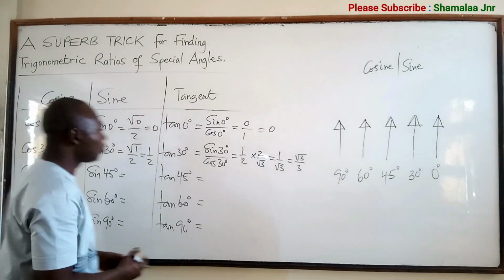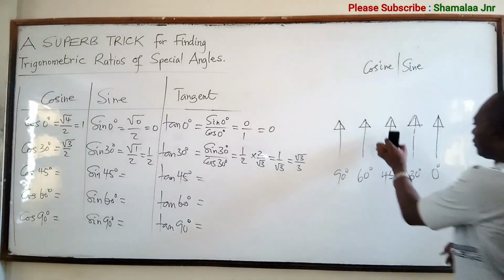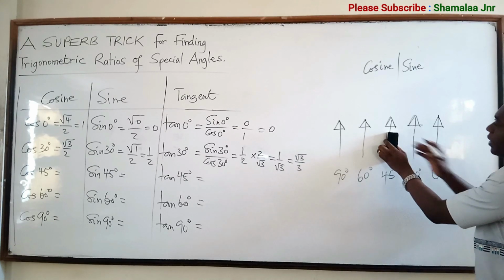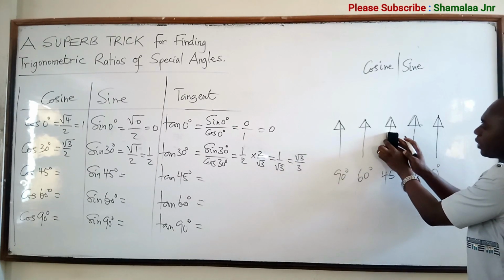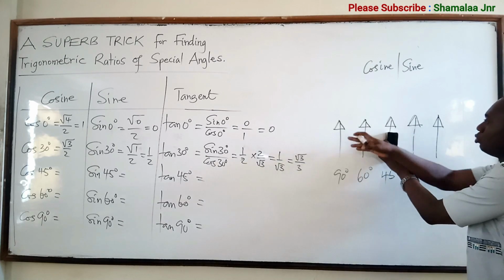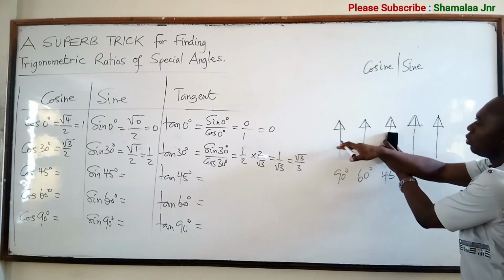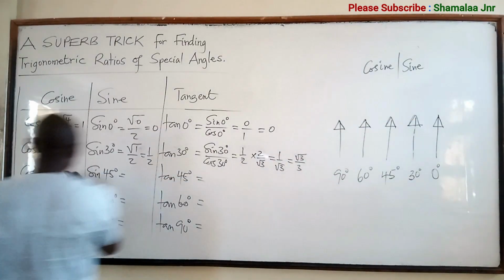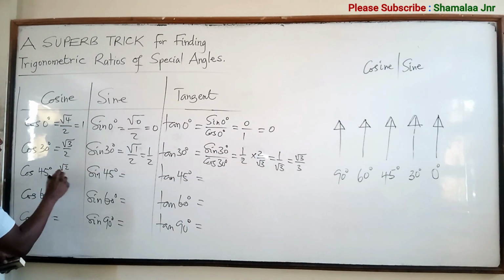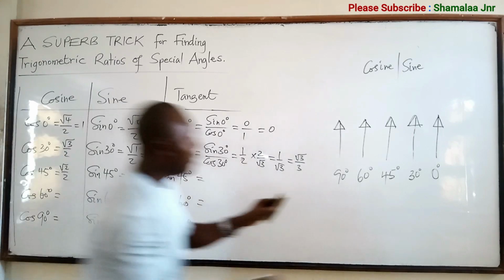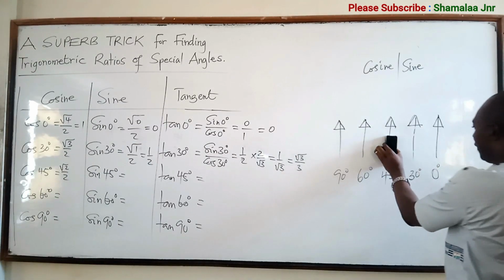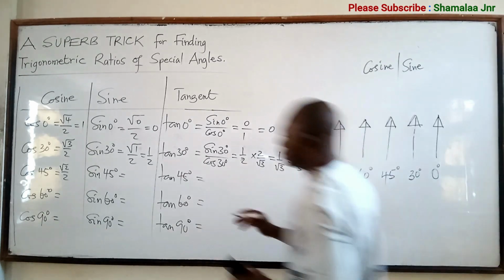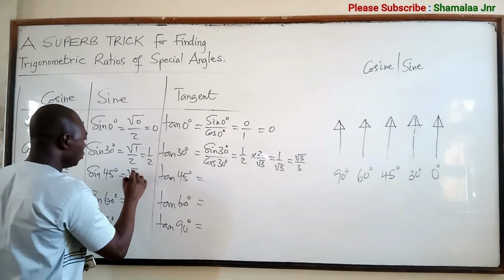Okay, now let me move on to cos 45 degrees. So you have to cover this arrow. How many arrows are on the left hand side of the covered arrow? 2. So square root of 2 over 2. That will be for cos 45. Now what about sine 45? When you cover this one, 2 arrows here. So square root of 2 over 2.